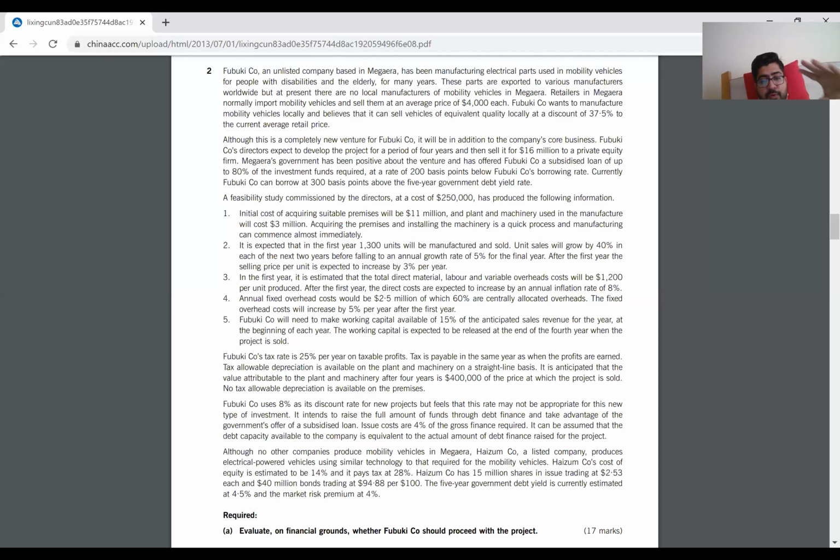So no companies produce mobility vehicles, but Hesem Company produces electric vehicles. So a proxy is given that confirms this diversification. Okay. Evaluate on financial grounds whether Fubuki should proceed with the project. So you need to evaluate on financial grounds whether Fubuki should proceed with the project.